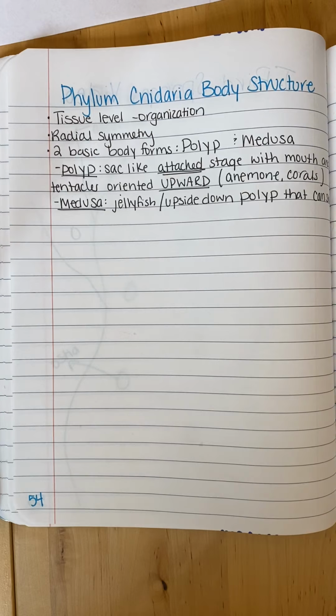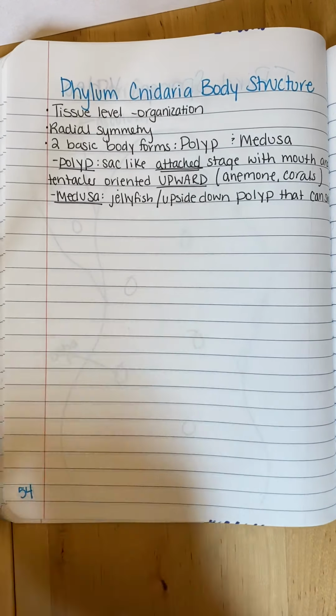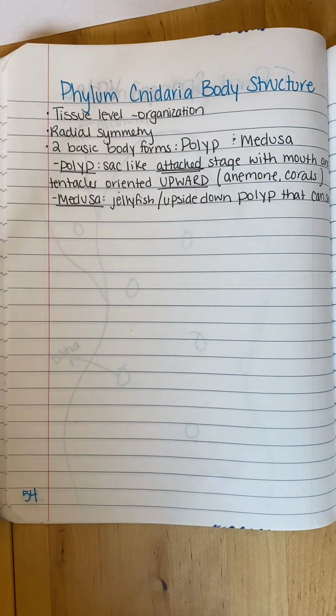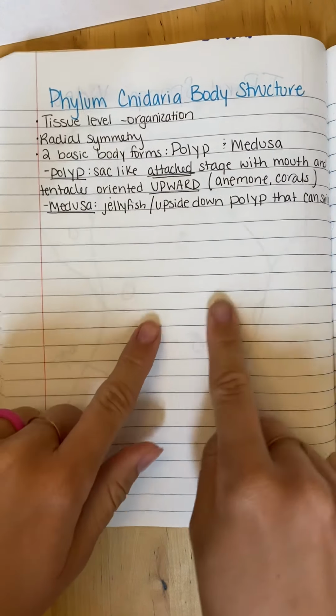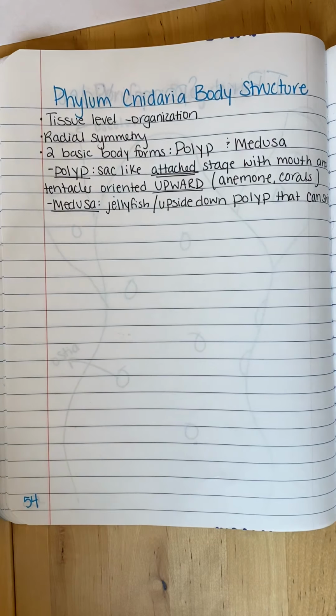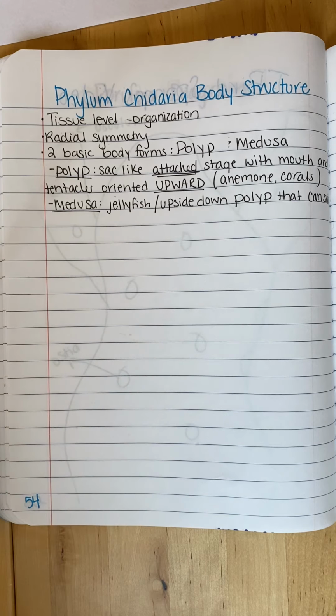All right, so the first thing we're going to do in your notebook on page 54 is to copy down the body structure notes, and then we're going to continue that set of notes with two diagrams showing the main two basic forms of the phylum Cnidaria. So the very first one we're going to look at, just some basic general information.